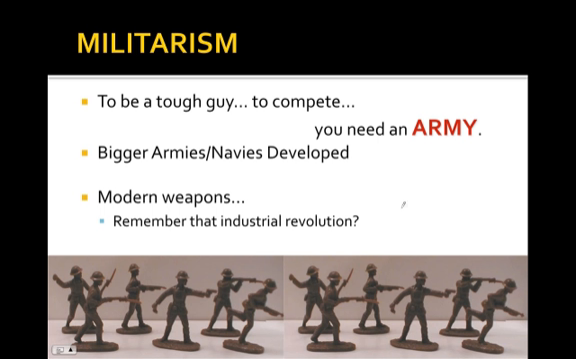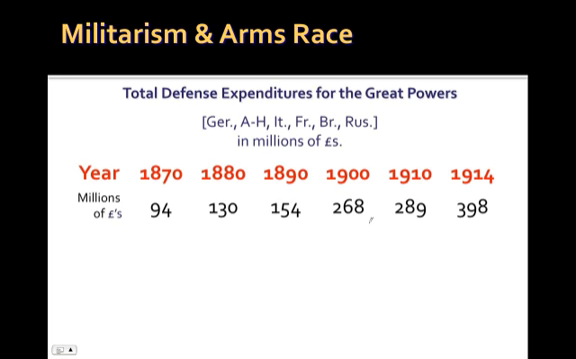Militarism. You want to be a tough guy to compete, you need an army. By army, we're also talking navy. So you get bigger armies and navies developing. Plus, remember, they're going to build modern weapons, literally a machine gun, and we're going to see how destructive that turns World War I into. So there's two pieces here. Not only are they making a ton of them, they're making very, very dangerous stuff. And we'll talk about chemicals and things like that.